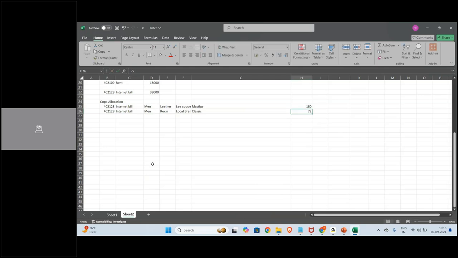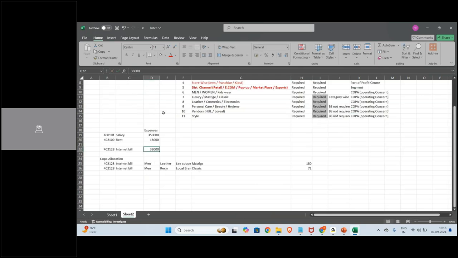So this 38,000 amount that you have here, you will have to split it across so many lines and so many columns. If you want style also, all of these categories, you will have to divide it. That is where you are getting operating concern. Clear?